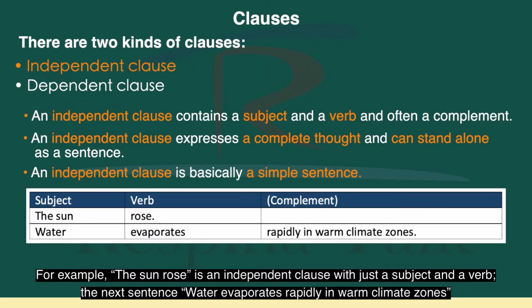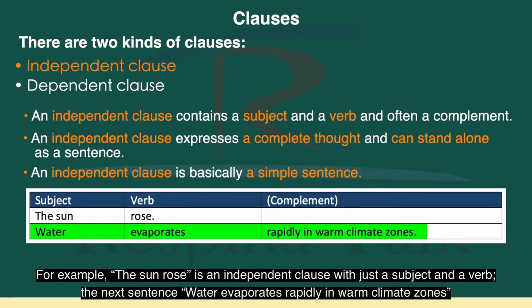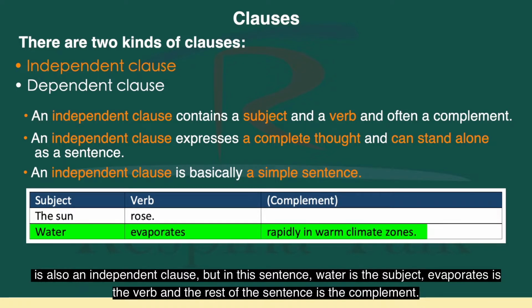For example, the sun rose is an independent clause with just a subject and a verb. The next sentence, water evaporates rapidly in warm climate zones, is also an independent clause. But in this sentence, water is the subject, evaporates is the verb, and the rest of the sentence is the complement.